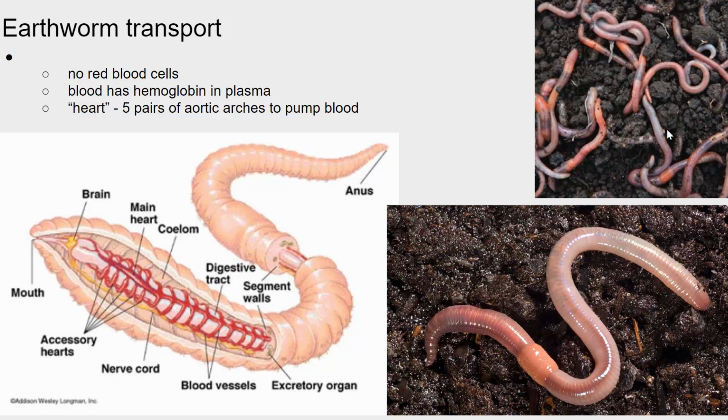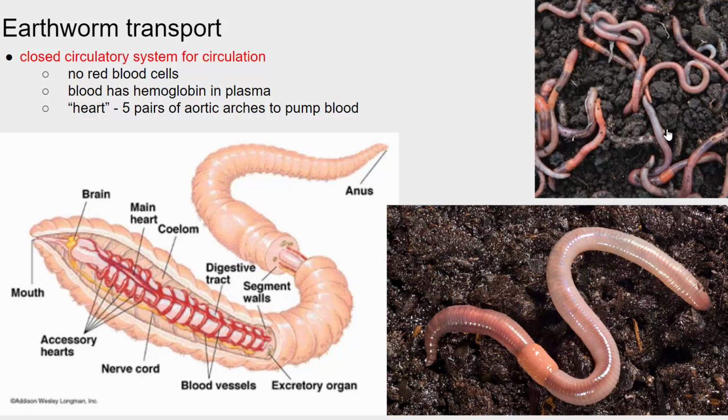And animals have systems of transport, and there's different ways that animals can move material around. We'll use earthworms as an example. Earthworms have what we call a closed circulatory system. What that means is the blood is always held within blood vessels.